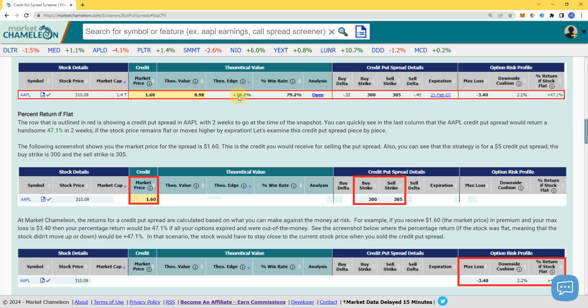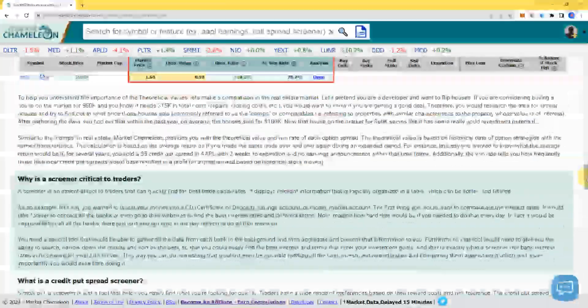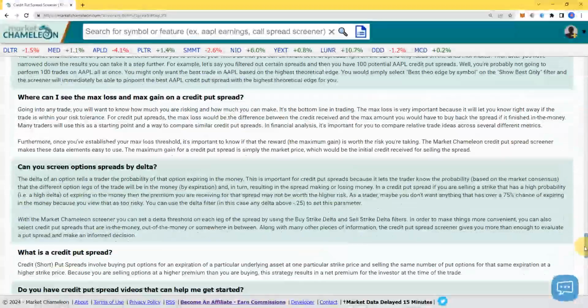This is the beautiful thing about Market Chameleon. You make an extra 18% edge, so you collect, look at this, $60 more than what you should have collected based on history. 79% historical win rate, as long as Apple stays above 305 in this example. And the return, if the stock is flat, is 47%, and you have a 2.2% cushion to be wrong. Feel free to read all about it. I'm not going to do it, but this is pretty awesome.